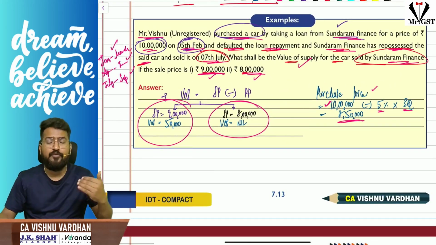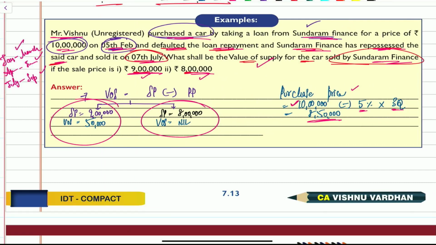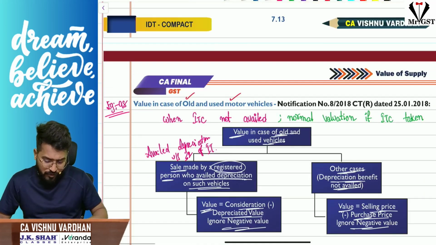For your clarity, if you want, just pause the video and go through this example carefully one more time. If you felt I discussed it too fast, try to understand this, pause the video and go through the example. Now continuing the discussion here.